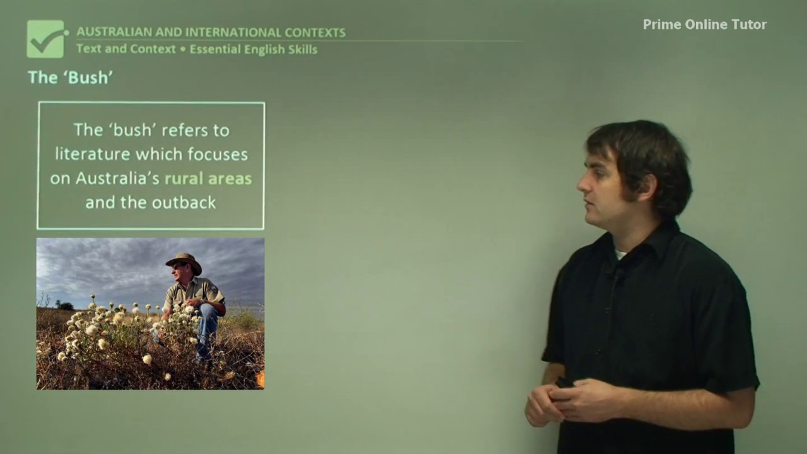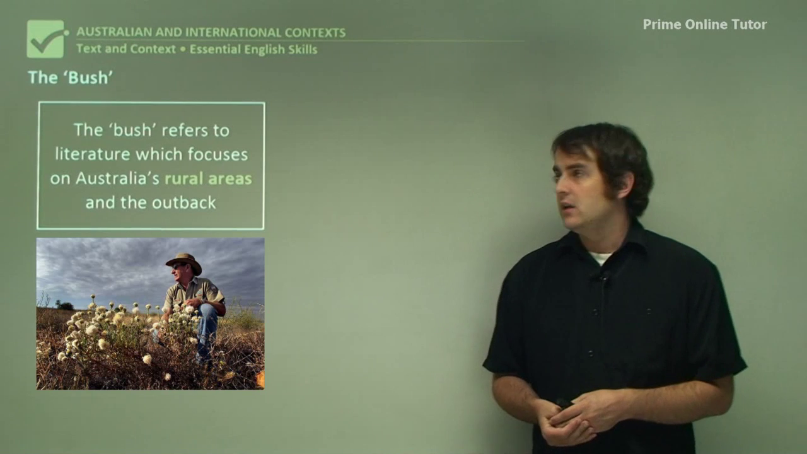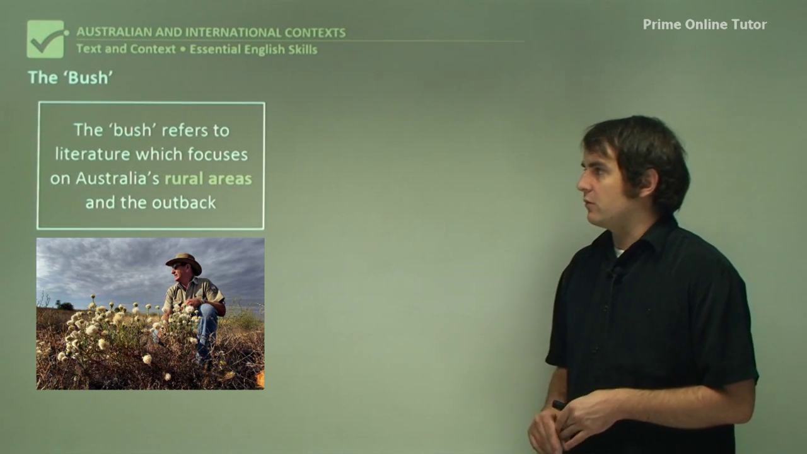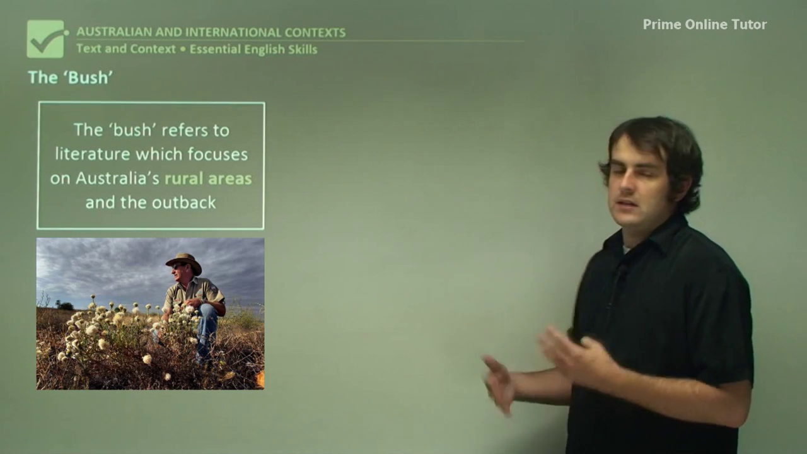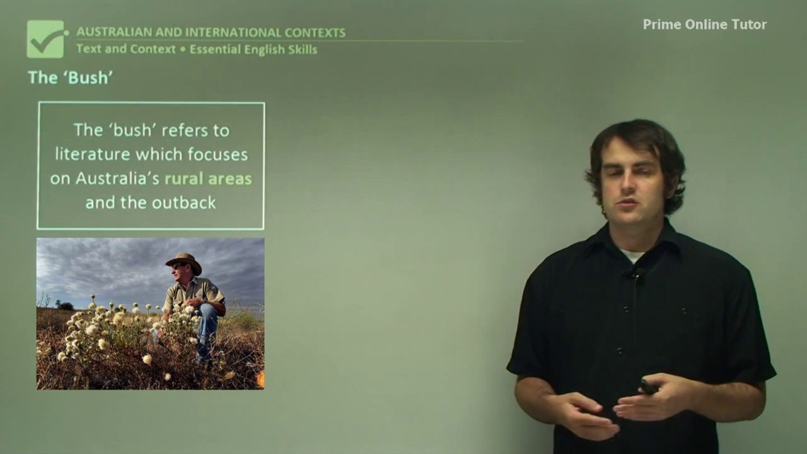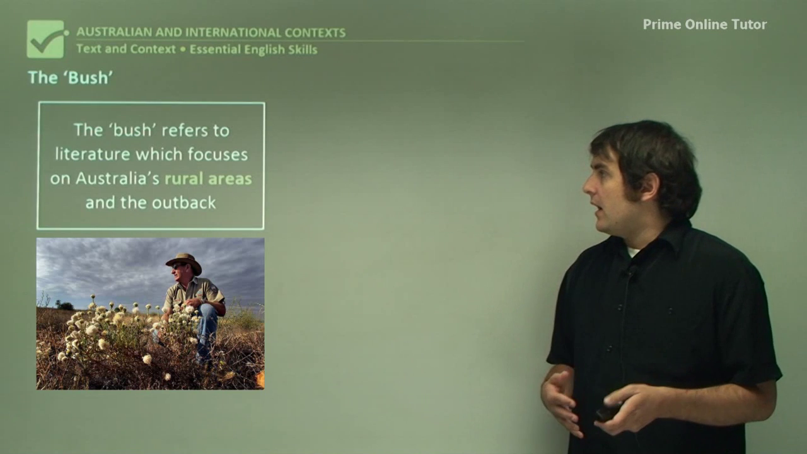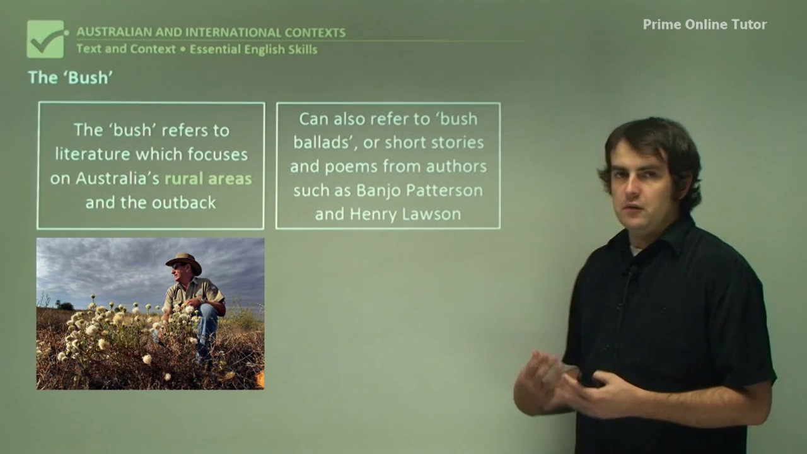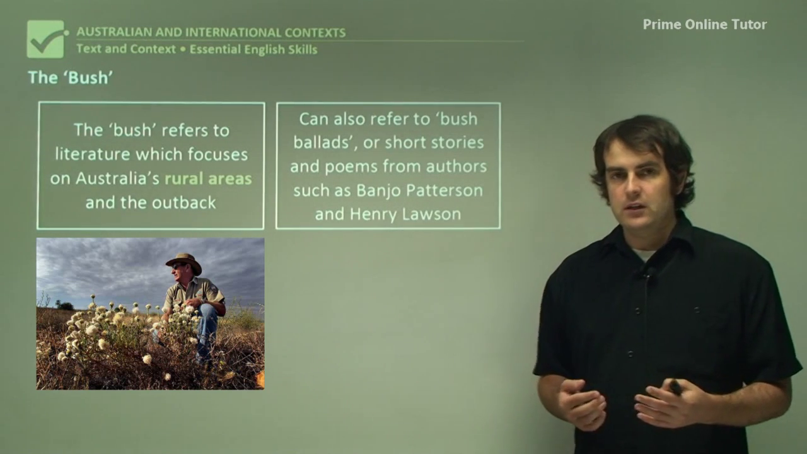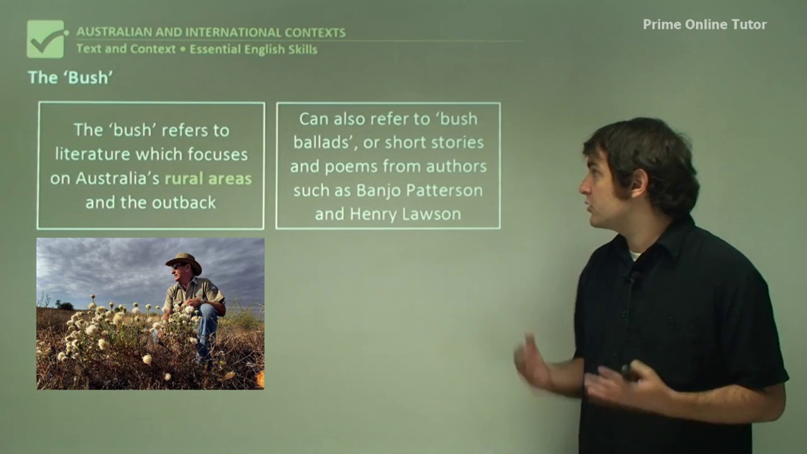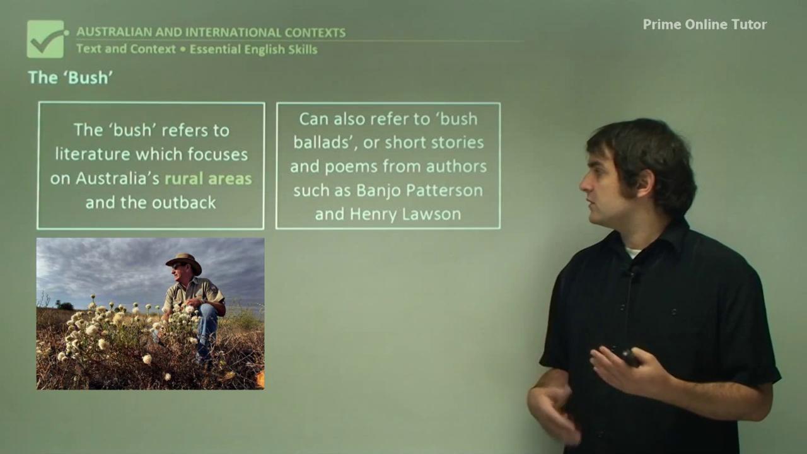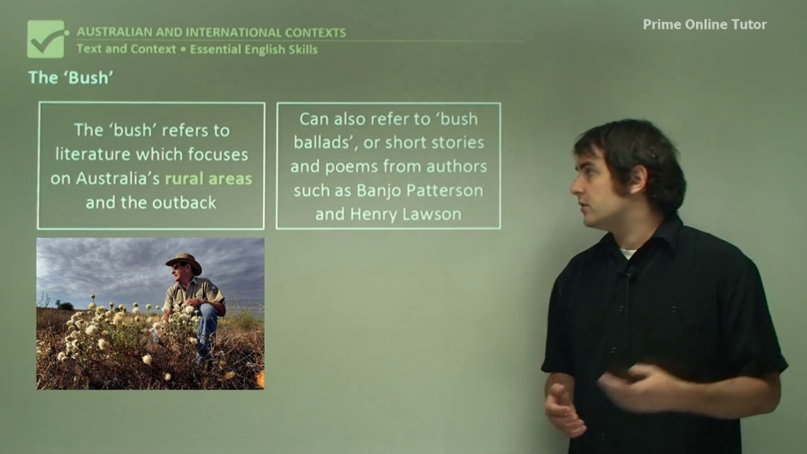Okay, let's look at some of those categories a little bit more in depth. Let's start with the classic one, which is the bush, which refers to, as you probably know, the rural areas in the outback. So Australia's country lifestyle. And it can also refer to bush ballads, because that's generally what we're thinking of when we're looking at the Australian bush in terms of its literature. Bush ballads, short stories and poems from authors such as Banjo Paterson, Henry Lawson, and so on.